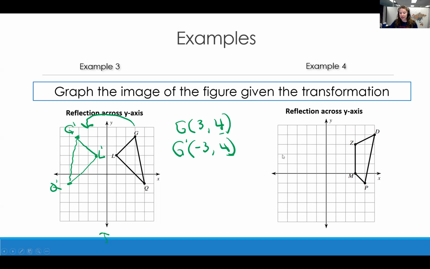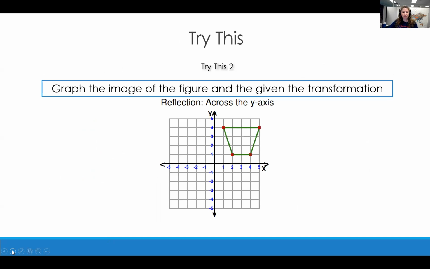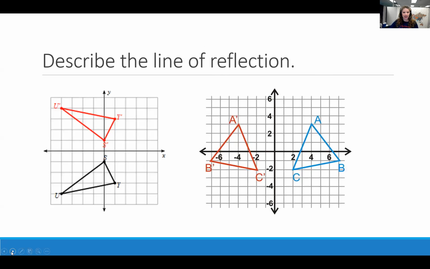All right, so you guys try example 4. Make sure you end up with a congruent figure. On this one, make sure you're going over the correct axis. Make sure you don't go down here. That's the x, correct? You're going this way. This is wrong. Oops.